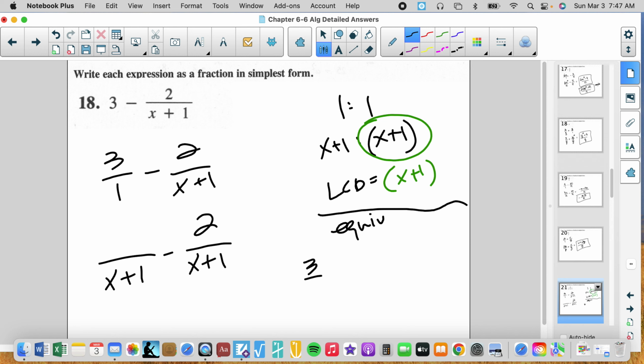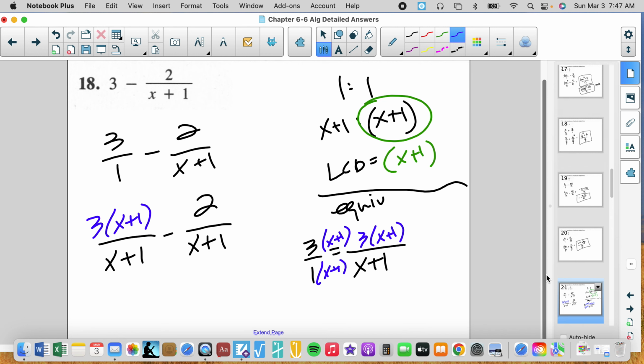So 3 over 1 equals what over x plus 1? Now this one is completely different from that. That is not the same. So we're going to have to multiply it by x plus 1. And so that becomes 3 times the quantity x plus 1. Now we're going to have to simplify that.